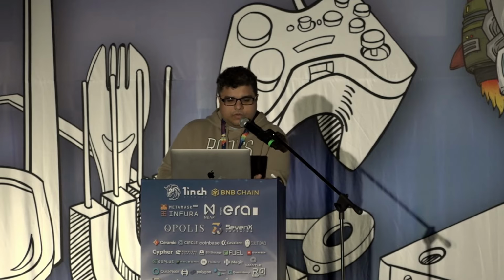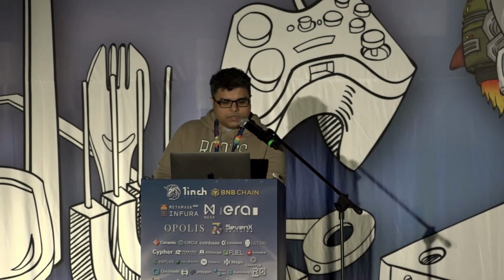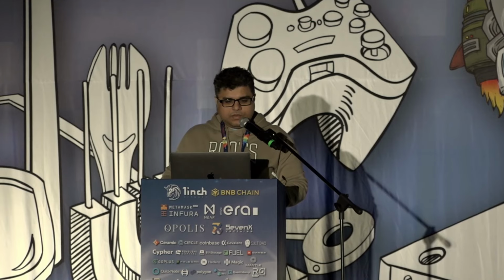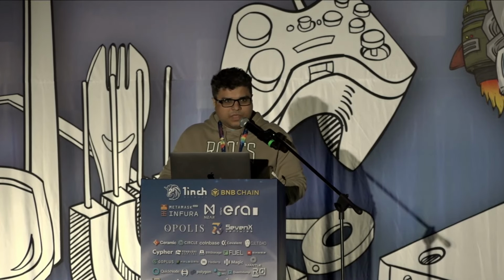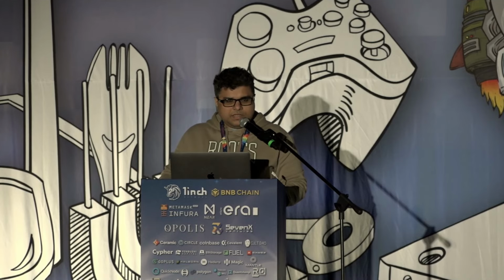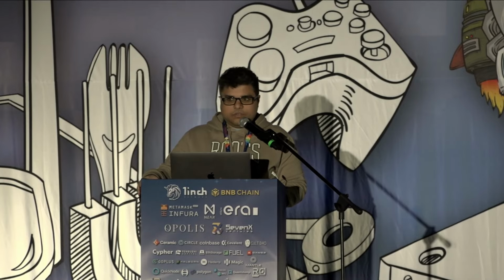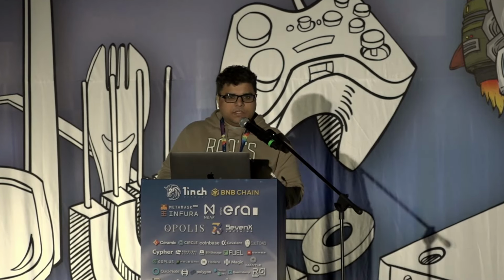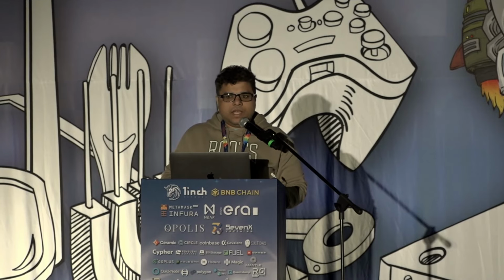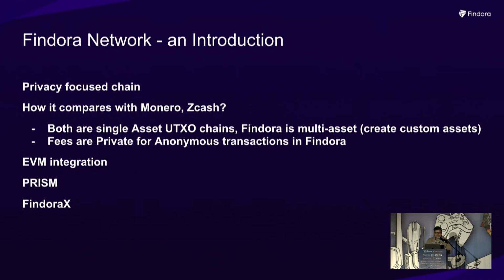So, let's begin with the Findora network. What's Findora? Findora is a privacy focused blockchain and it works on similar principles as Zcash, you can say. I don't know how many of you are aware of Zcash, have used Zcash wallets or Monero. So, yeah, some of you. Findora is a UTXO chain primarily, and it's a proof of stake chain. So everything regarding staking and the main retrieval of funds happens on the UTXO chain.